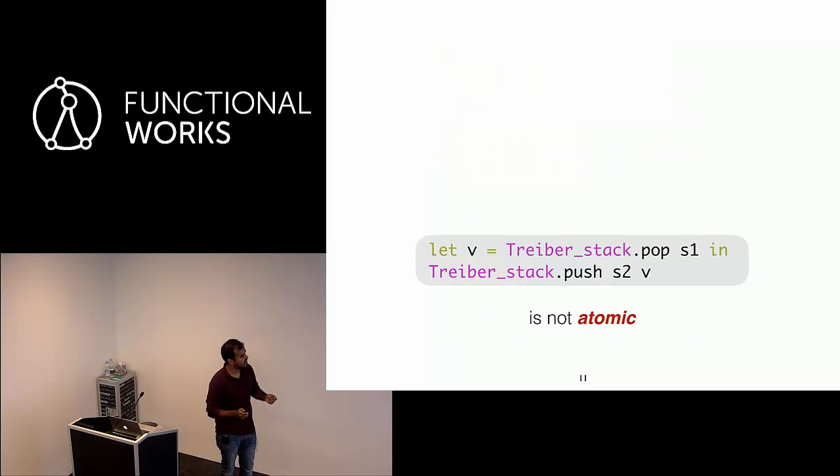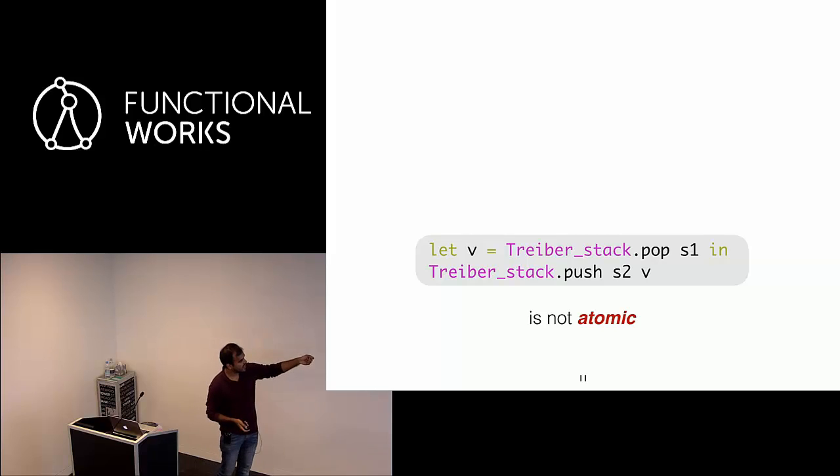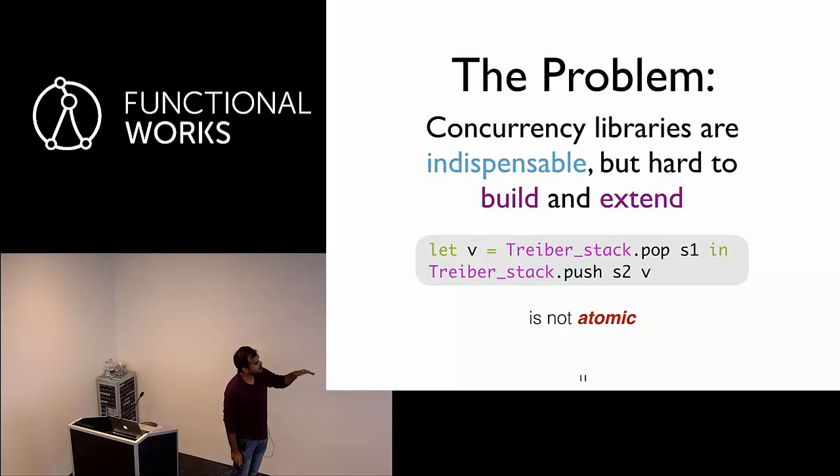All of this is fine until I want to do something like this, where my aim is to atomically pop an element from stack S1 and push it into S2. It's easy to see that even though each individual operation is atomic, the whole protocol is not, because we don't have any tools in our arsenal to put them together. And if you did want such an operation, the library writer has to provide such an operation. This is a problem, right? So this is not what we want to do.